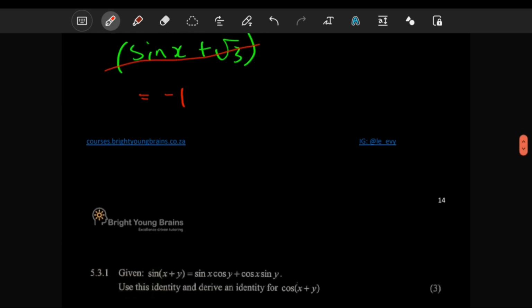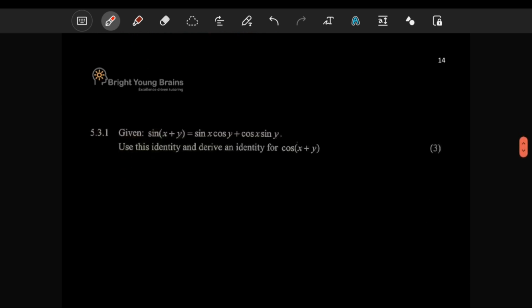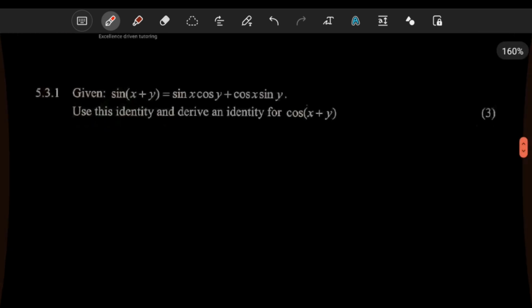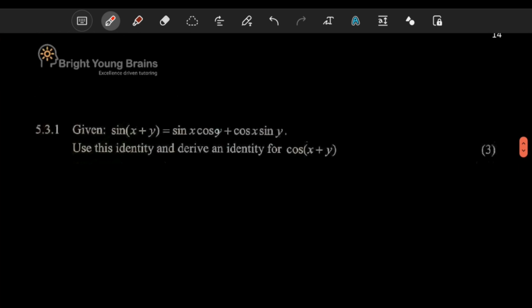But anyways, let's move on to 5.3.1. It says here, for 3 marks, given this expression and this. Oh, this is from your formula sheet. You see, this is just compound angle stuff. It says here, use this identity to derive an identity for cos(x + y).